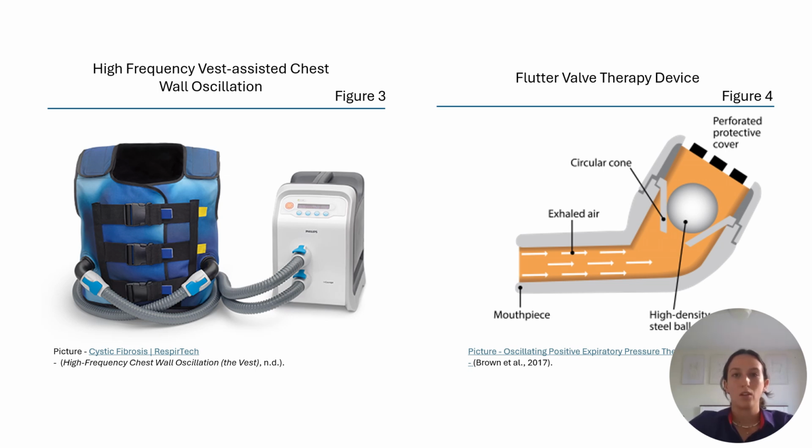Clearing a person's airway is the most important management for all patients to maintain lung function and SpO2 levels. All patients suffering from cystic fibrosis should undergo flutter valve therapy, which is the device pictured in figure 4, which is focused on expelling the mucus from the airways.